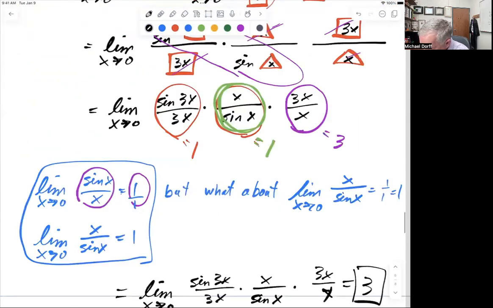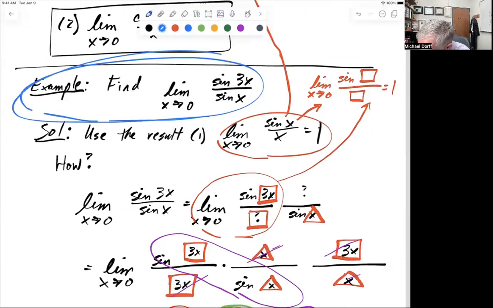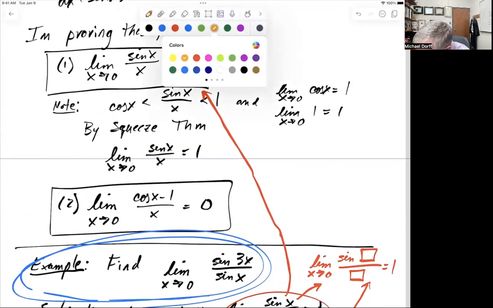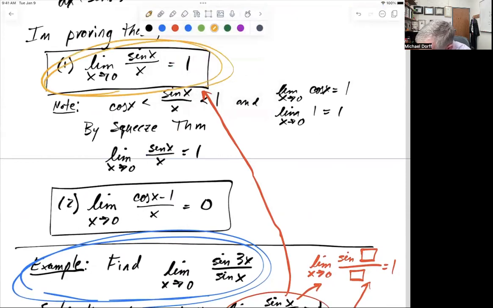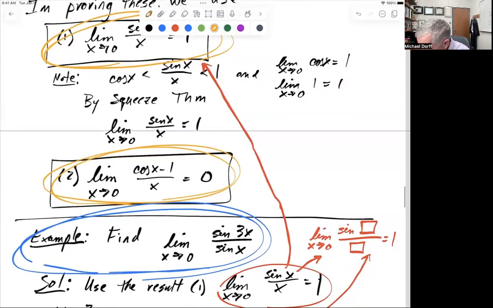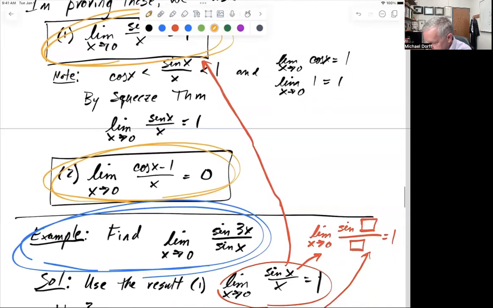Now, in the previous one, remember going back up here, I circled the previous one in blue. I had the sine of 3x over the sine of x. And I've got the two limit laws here, which I'll do in orange, number 1 and number 2. When I looked at the blue one that I circled, the original problem, find the limit of sine of 3x over sine x, which one does that look most like? It looks more like number 1 because I have a sine x over x.